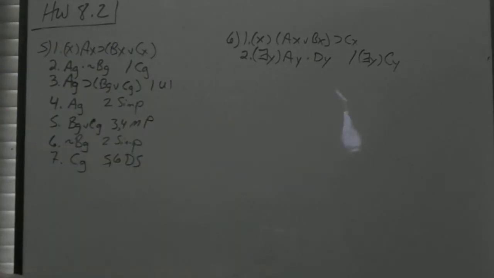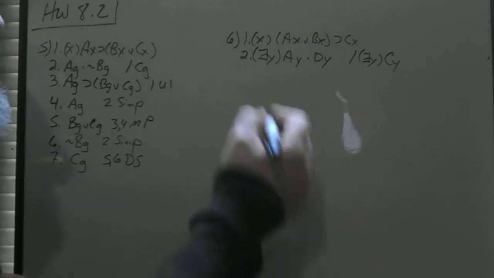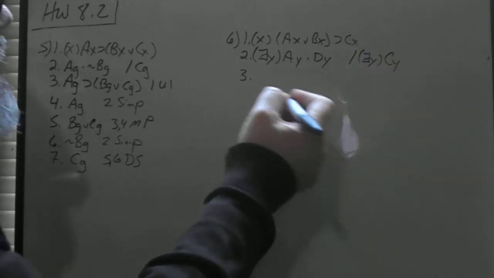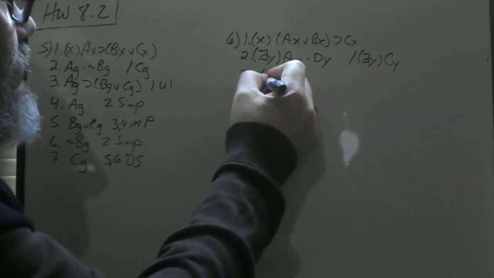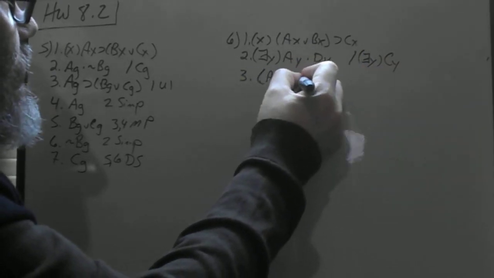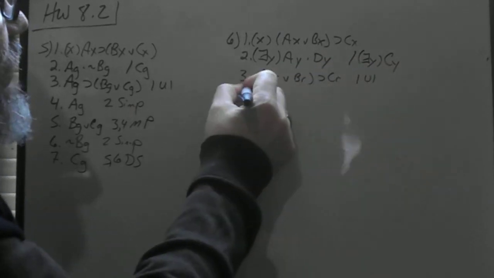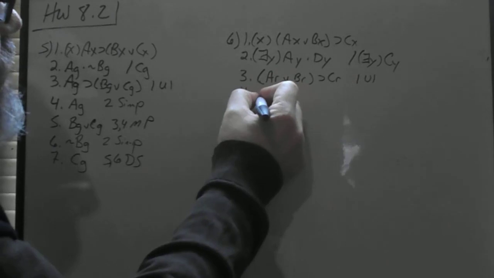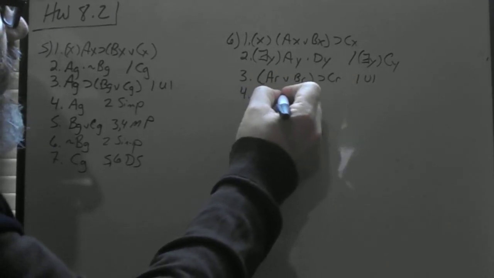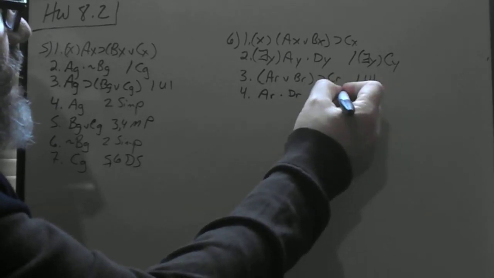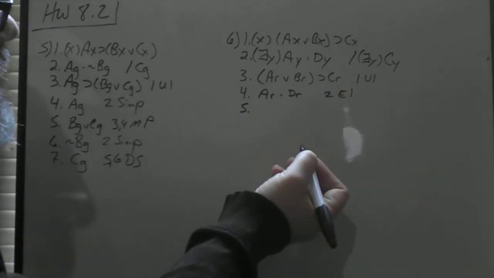Okay. So once again, we've got x and y as our variables, but just replace them with the same letter, whatever letter you choose to use. Let's use R this time. So we'd have AR or BR, then CR from line 1, universal instantiation. And line 4 would become AR and DR from line 2, existential instantiation. And then we just go ahead and solve.